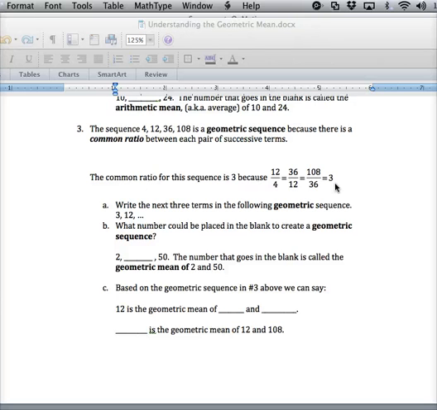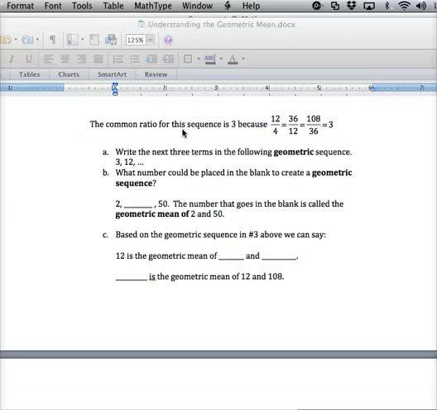Okay, the next step that we have to take is to show how 12, because it is situated between 4 and 36 in the geometric sequence, is the geometric mean of 4 and 36. So 12 is the geometric mean of 4 and 36. Likewise, 36 is the geometric mean of 12 and 108 for the same reason. So I just spent some time making sure that students really get that with numbers, because later we're going to look at a more abstract example, and I want to make sure that they have a concrete foundation first.